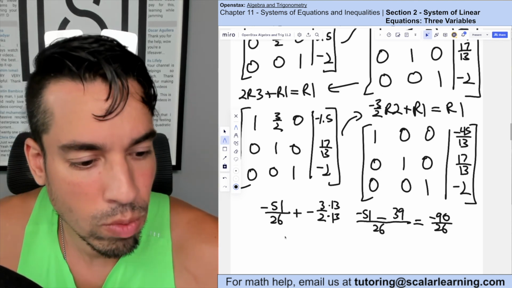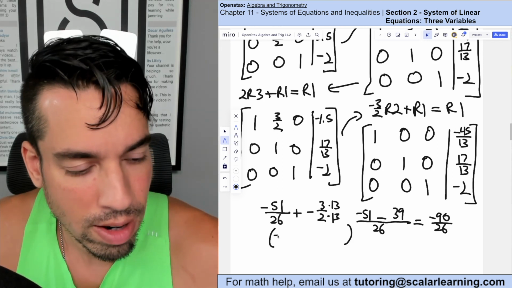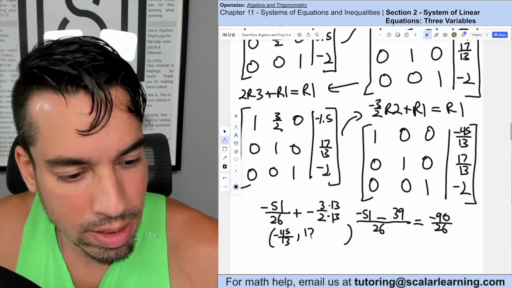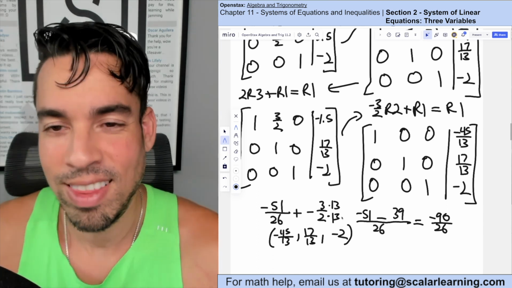So now we have our triplet. Let's put it in the nice format. We got x is negative 45 over 13. We got y is 17 over 13, and z is negative 2. That's how you do it.